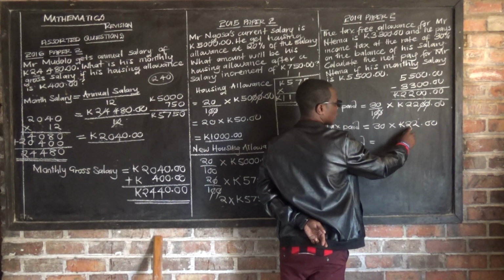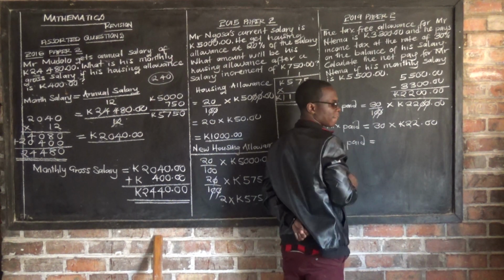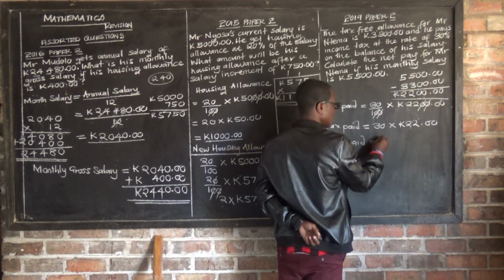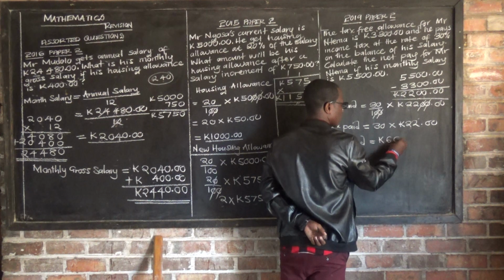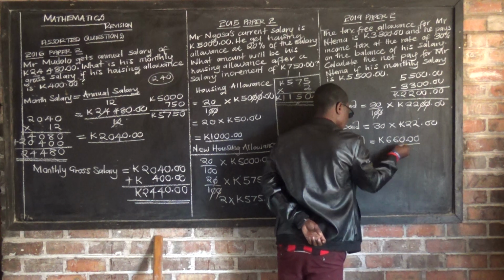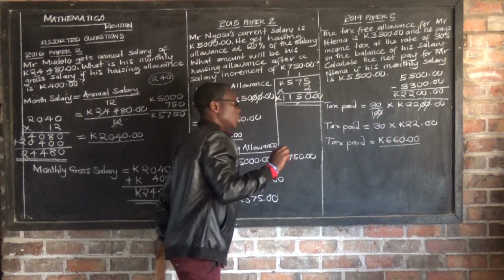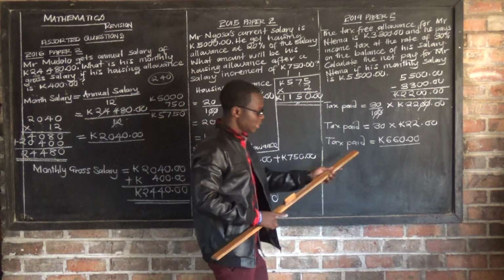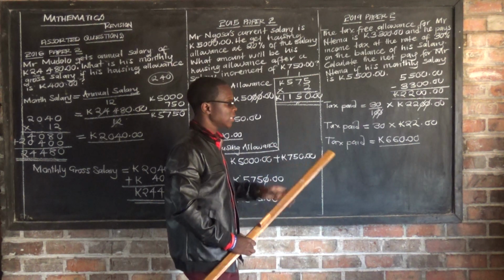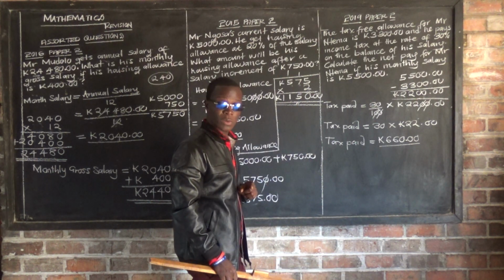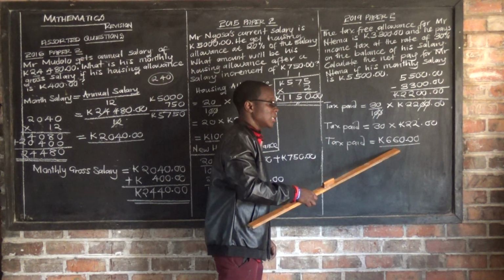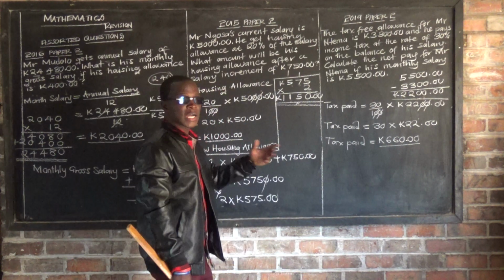What is 22 times 30? We get 6 what? 60. So 600 and 60. Are we together, guys? 660. So this is not our answer. So Mr. Ndema paid 660 kwacha as the income tax. Are we together? Yes. 660 kwacha. That's the income tax he paid.